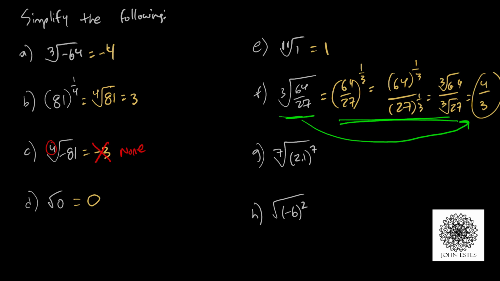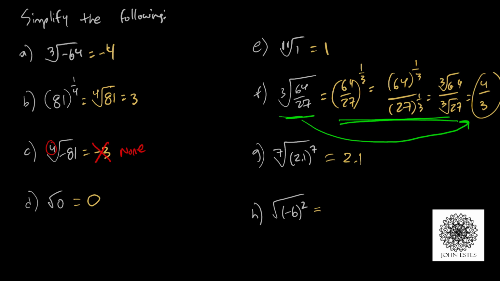Okay, now in part G, I have the 7th root of 2.1 to the 7th power. I don't know what 2.1 to the 7th power is, but it doesn't really matter. Because if I take the 7th root of something to the 7th power, it's like they cancel out. In fact, we could have a property, we're going to write it in a second, because look at the second one now, our part H. We have the square root of negative 6 quantity squared.